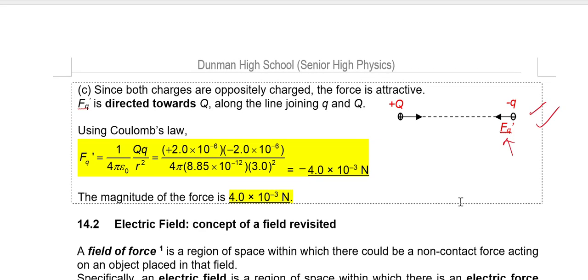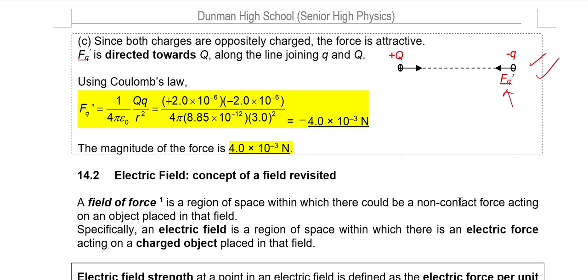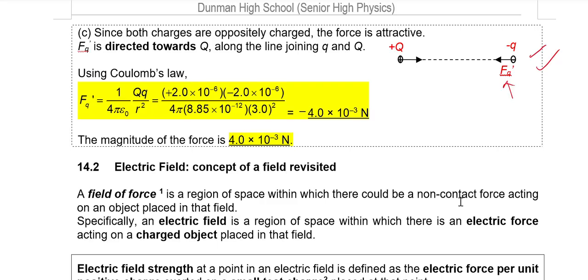This should be studied again in year 3 or year 4. So a field of force is a region of space within which there could be a non-contact force acting on an object placed in the field. Specifically, an electric field is a space within which there's an electric force acting on a charged object placed in the field. Remembering that we have two types of charged object, positive and negative, that will be significant a little bit later.